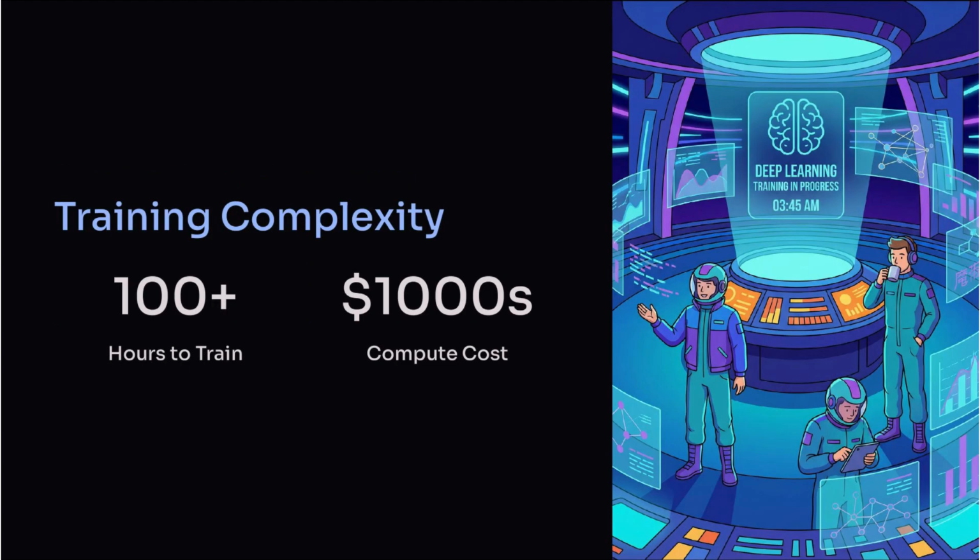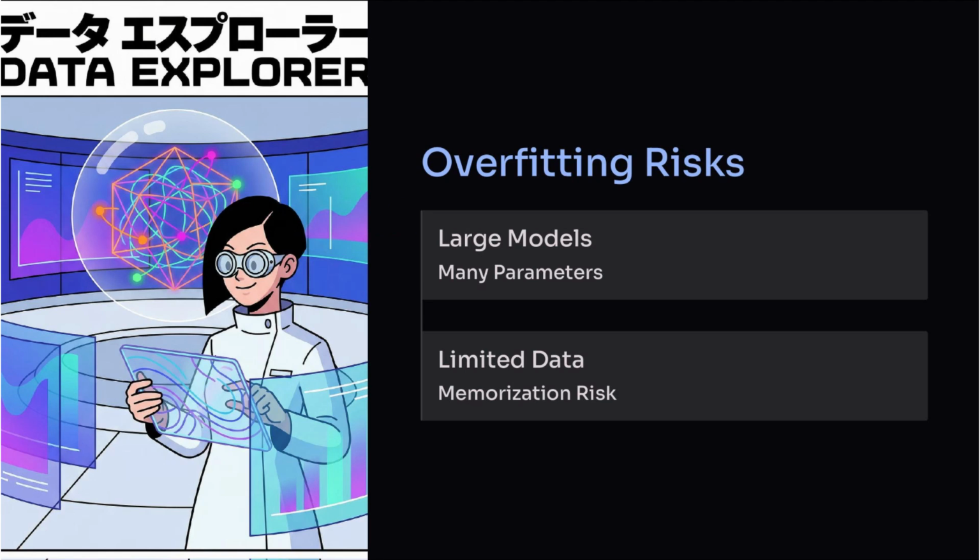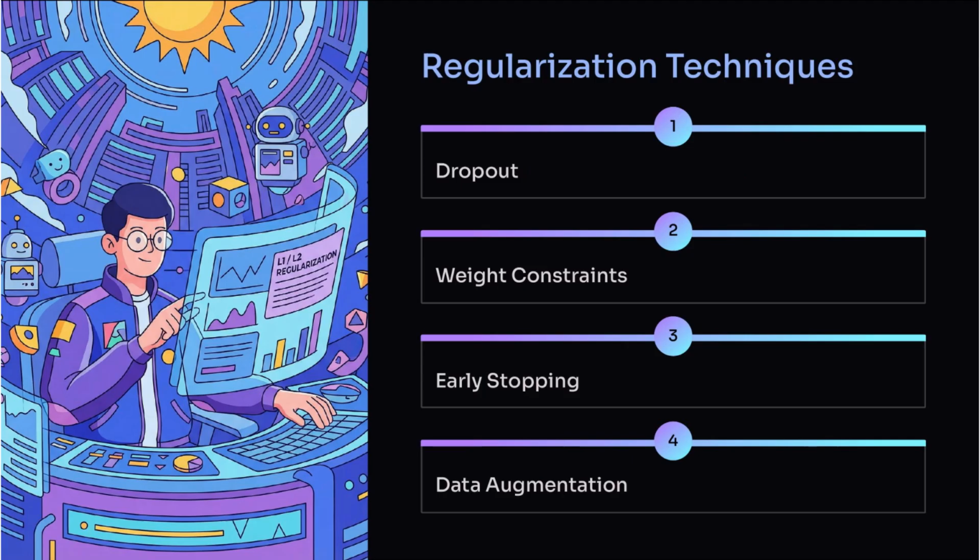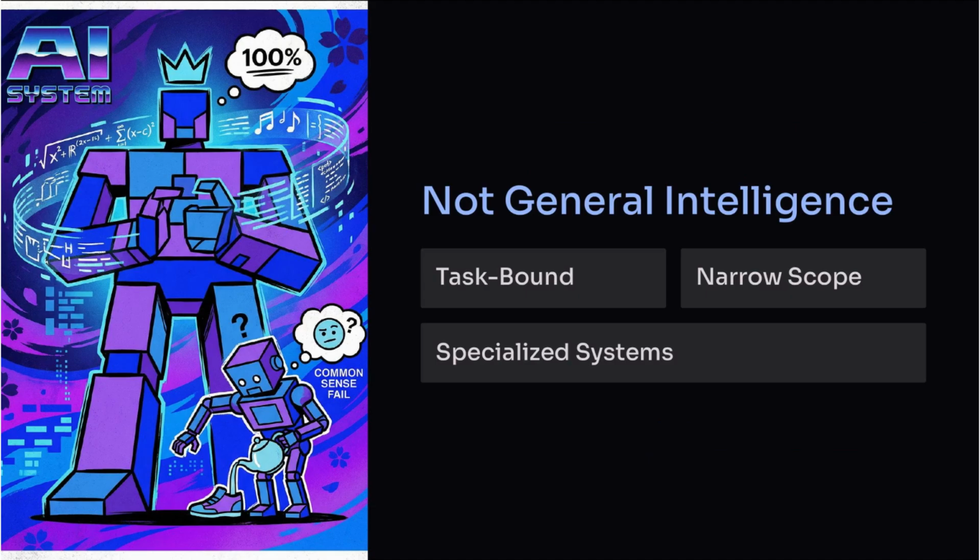Large models are prone to overfitting when data is insufficient. Regularization techniques help control this risk. Techniques such as dropout and weight constraints improve generalization. These methods limit reliance on any single pathway. Deep learning is not general intelligence. Models remain task-specific and cannot reason broadly across domains. Deep learning systems do not understand meaning. They learn statistical associations, not concepts or intentions.